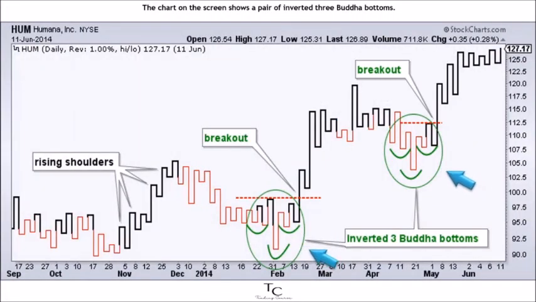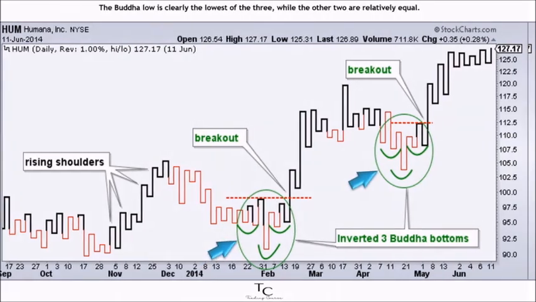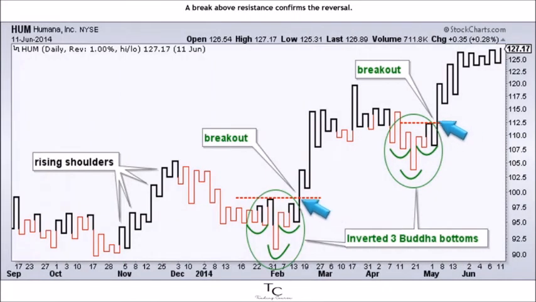The chart on the screen shows a pair of inverted 3 Buddha bottoms. As the name implies, these look like inverse head and shoulders patterns. The left waist forms the first low, the Buddha head forms the middle low and the right waist forms the third low. The Buddha low is clearly the lowest of the 3, while the other 2 are relatively equal. A break above resistance confirms the reversal.